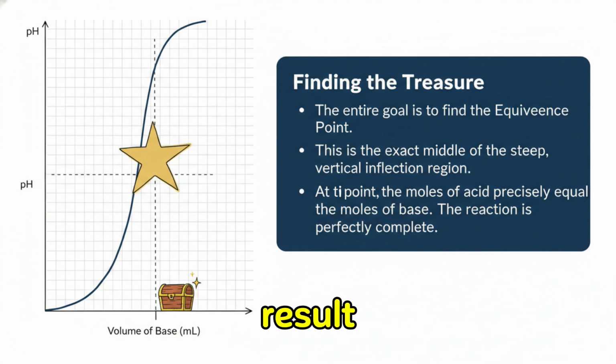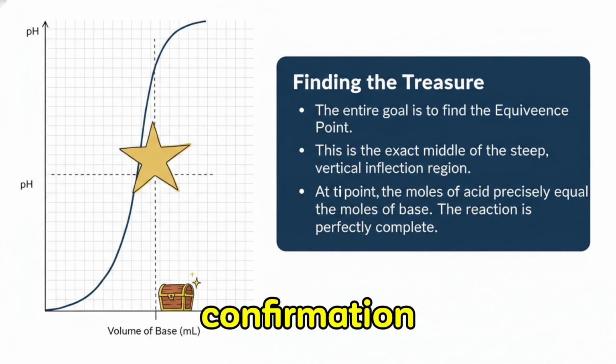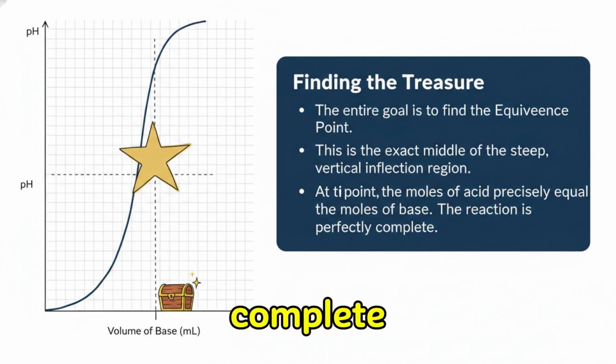This curve is the result. The entire goal of the experiment is to generate this graph. By analyzing this shape, especially its steepest point, engineers can determine the exact concentration of an unknown substance. It's a visual confirmation that the reaction is complete and a roadmap to the answer.